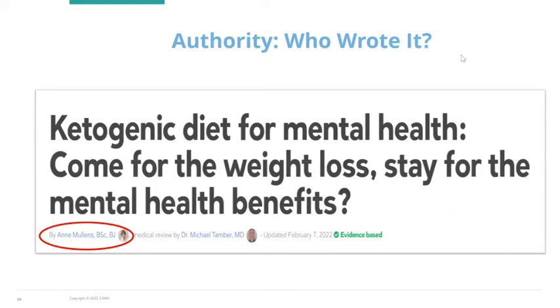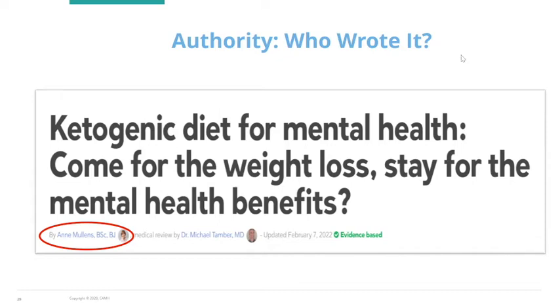Then also authority stands for who wrote it. Now, this is not written by a dietitian who knows how to effectively design a ketogenic diet for someone who wants to try it. If you click on it, it is written by a journalist, which is nothing wrong with that. They are disclosing who wrote it. And then they're saying that it was reviewed, so someone else did read it to hopefully ensure more accuracy.